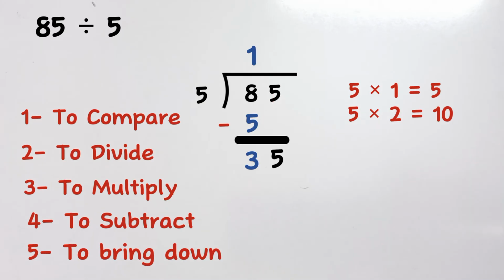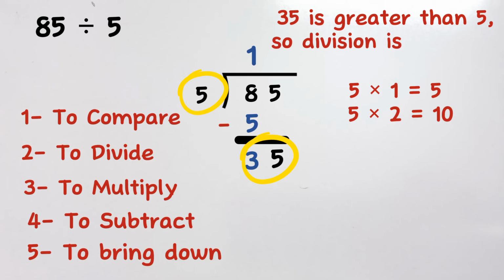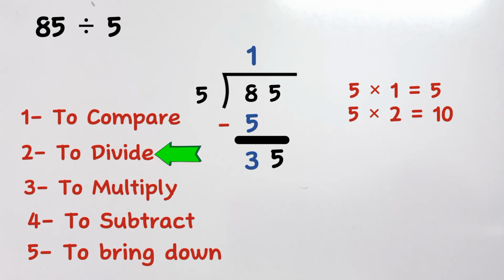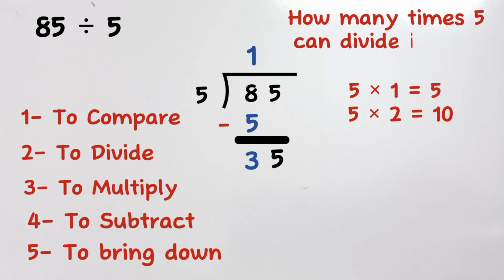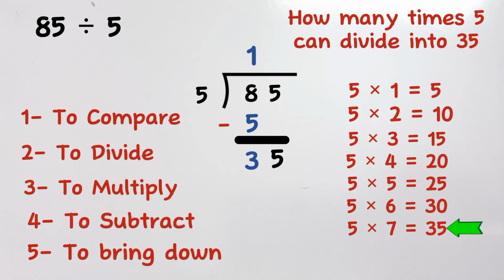Let's again repeat the steps. In the first step, we compare 35 and 5. 35 is greater than 5, so we can divide it by 5. Now in the next step, we divide. We check how many times 5 can divide into 35. For that, we recall the 5 times table and find the product which is equal to or less than 35. Now, 5 times 7 is 35, so we use 5 times 7 equals 35.